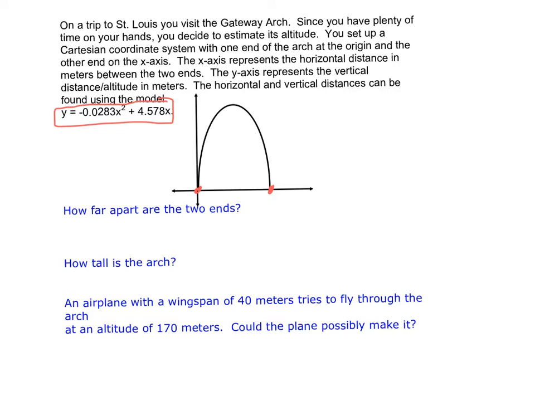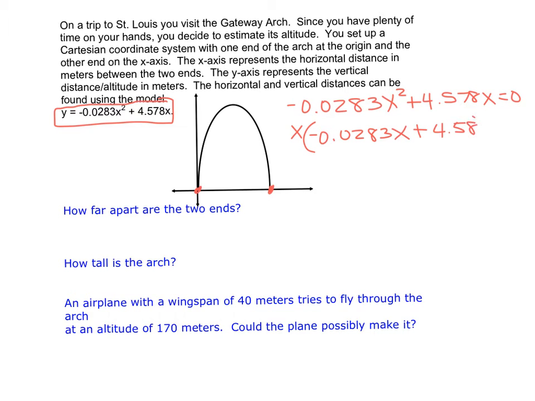We're factoring, right? We're setting the whole function equal to 0 and solving. So we've got negative 0.0283x squared plus 4.578x equals 0. Now, let's see if you can factor out the decimal. I'm not sure if you can. Yeah, that decimal doesn't go in easy, so we're going to have to round. So I'm just going to pull out the x. If I factor out an x, I get negative 0.0283x plus 4.578 equals 0.